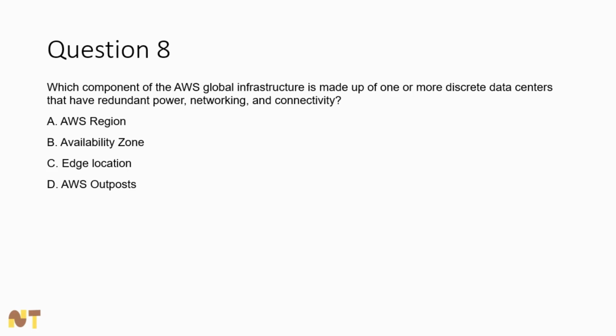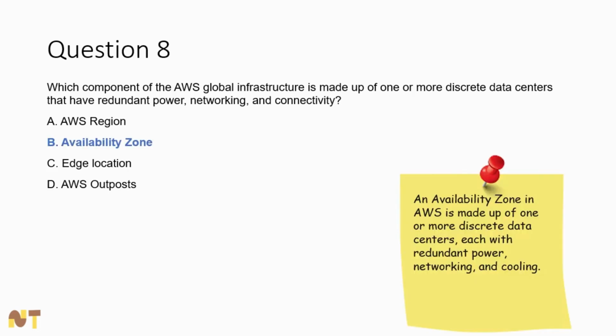They are designed to be highly available and fault tolerant, providing a foundation for building resilient applications. So the correct answer is availability zone. Also, let's consider the other options, that is edge location and AWS Outpost.